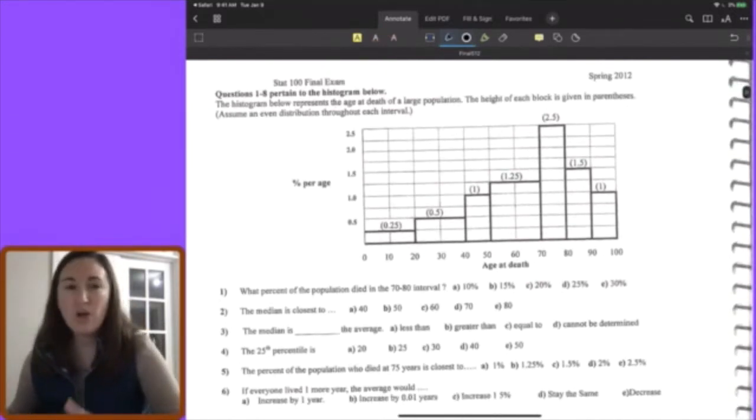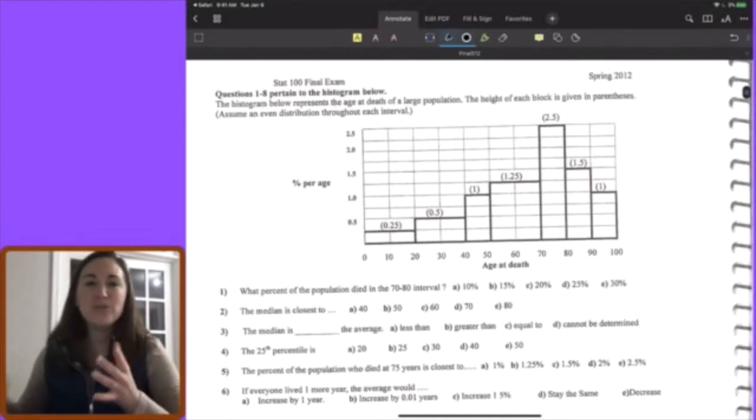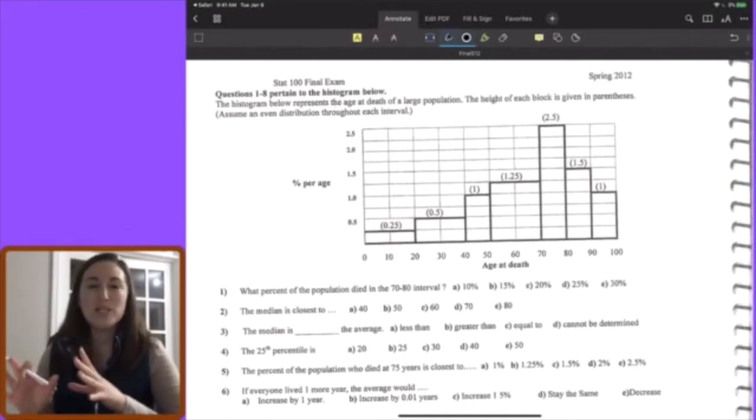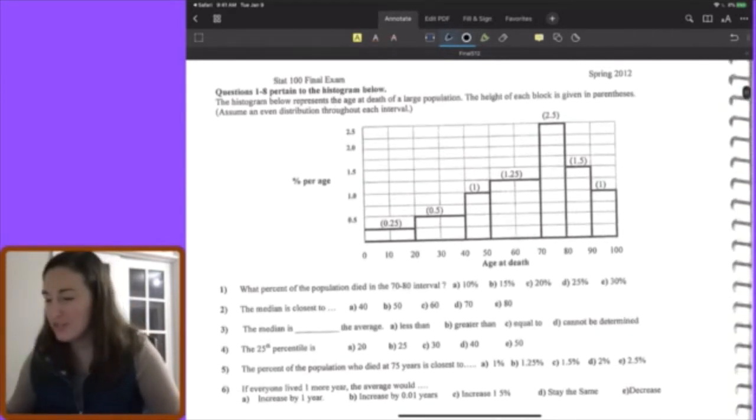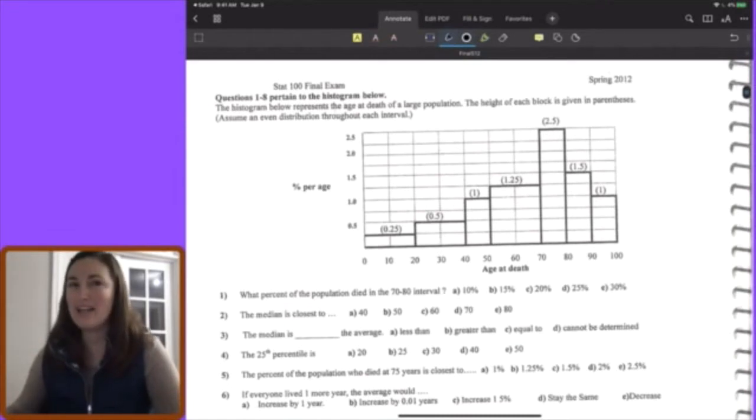So the exam goes relatively in order. We start with the exam one stuff and then end with hypothesis testing. But it's not exactly in order. Like here you can see questions 1 through 8 are about histograms and not experimental design. So people ask me that a lot. Does it go in order?